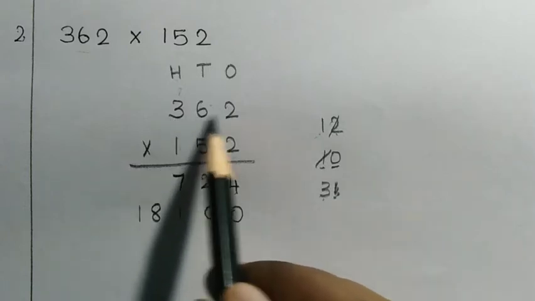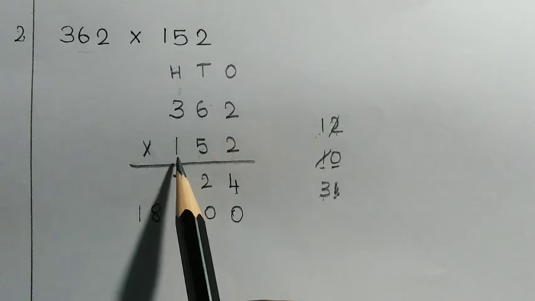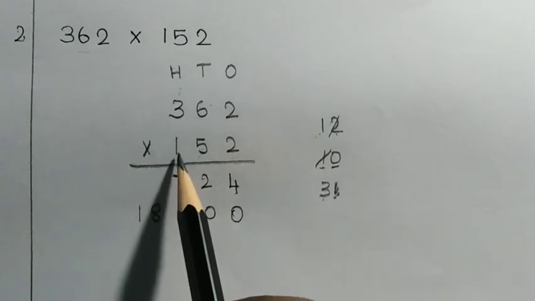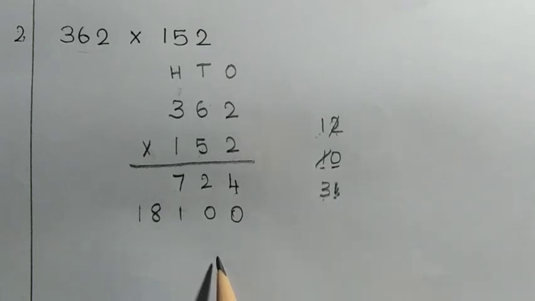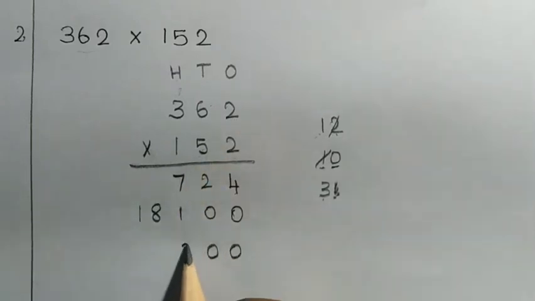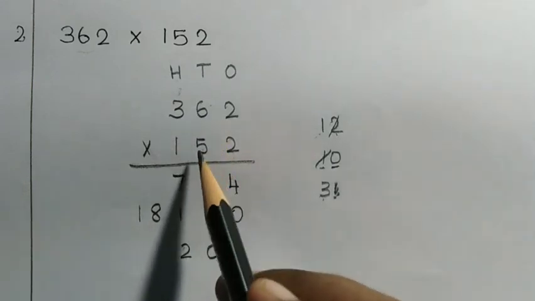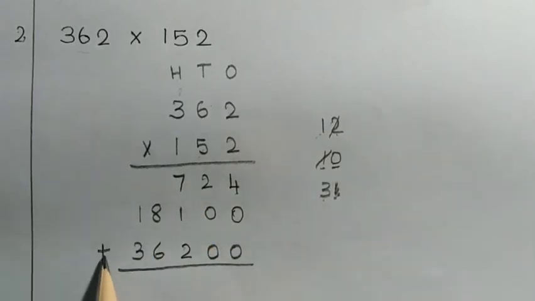Now the multiplicand will be multiplied with 1, the digit in the hundreds place. Since it is the digit in the hundreds place, we have to place how many zeros? Hundreds has 2 zeros, so we have to place 2 zeros before we start to multiply. 2 ones are 2. 6 ones are 6. 3 ones are 3. Now let us add them.